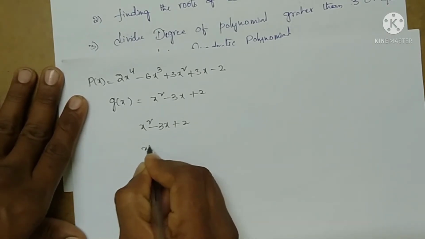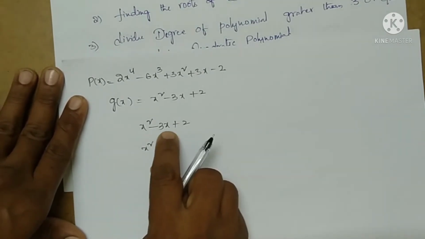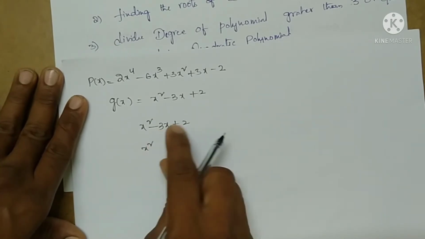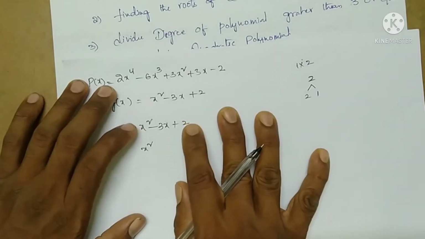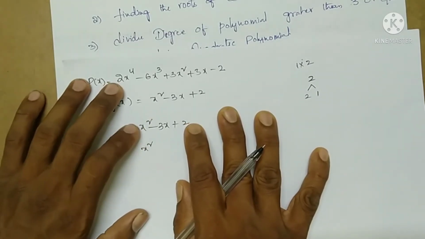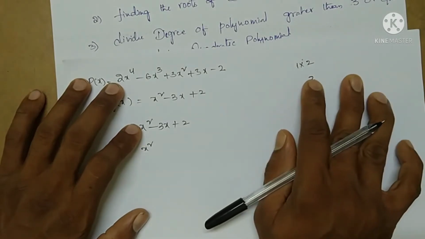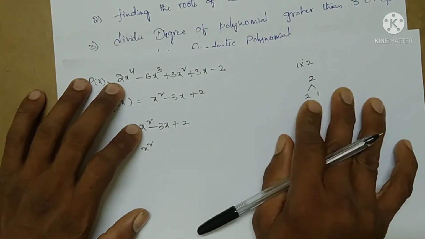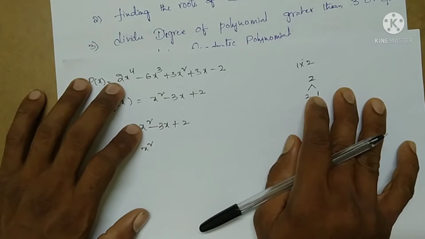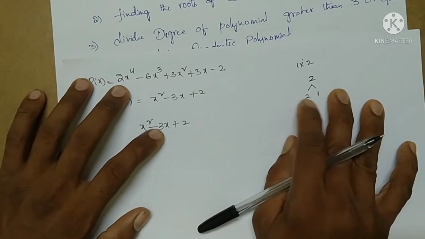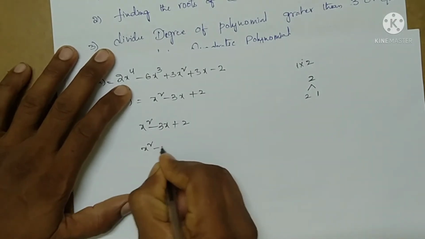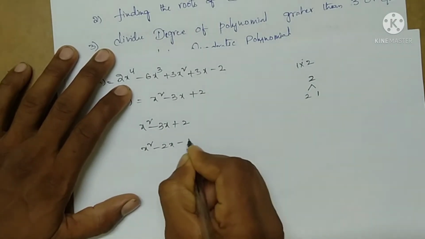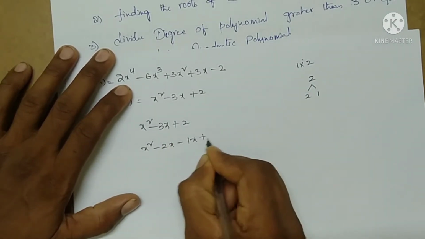So x square minus 3x plus 2. Split the middle term into two terms combination. Here the x square coefficient is 1 and the constant term is 2. We have to factorize the 2. So 2 times 1 is 2, and the sum of 2 plus 1 is 3. So here x square minus 2x minus 1x plus 2.